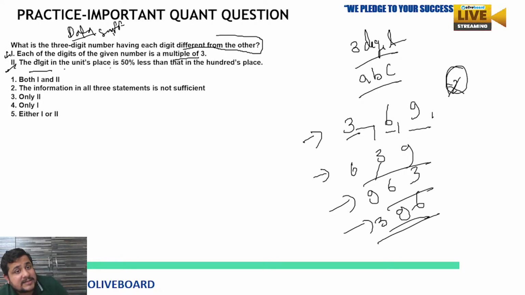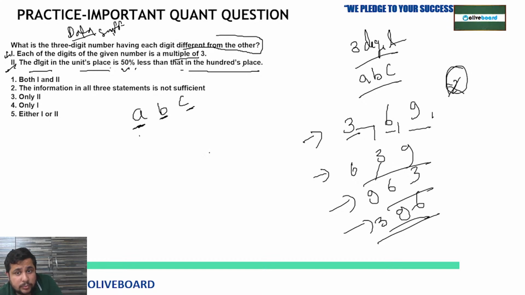Second one: the digit in the units place is 50% less than that in the hundreds place. So the digit in the units place they are talking about is 50% less than that in the hundreds place. So we can say that A, B, C: this is the unit place, this is the tens, this is the hundreds, right? Hundreds.